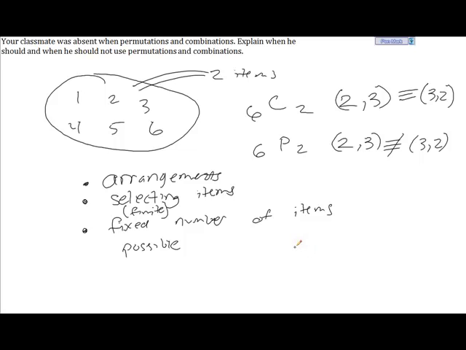So for example, in the United States, in the world, there isn't an exact known stated population at any one point in time, so it probably wouldn't be permissible to use a permutation or combination unless you were just trying to get a rough estimate of some type of figure.